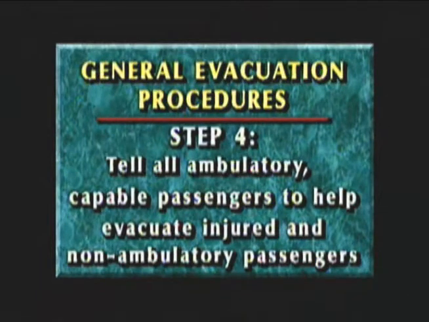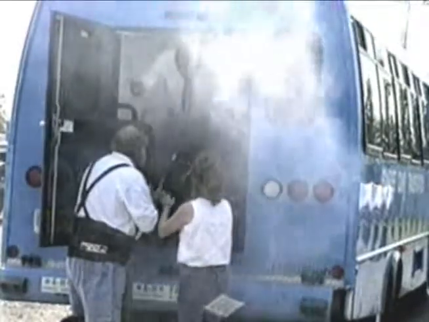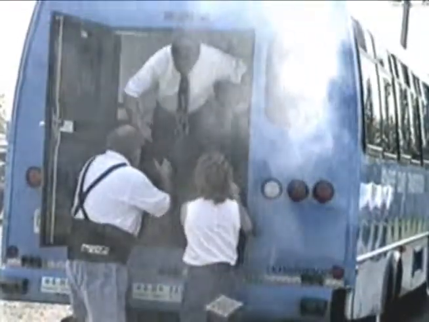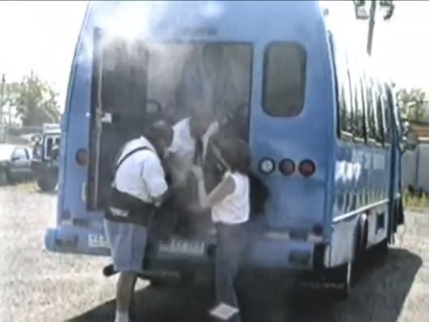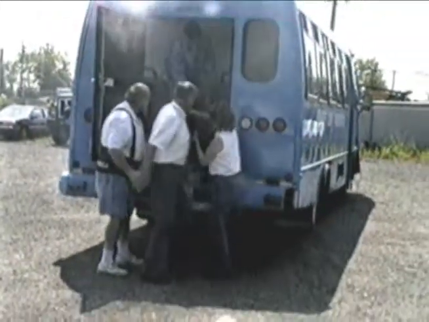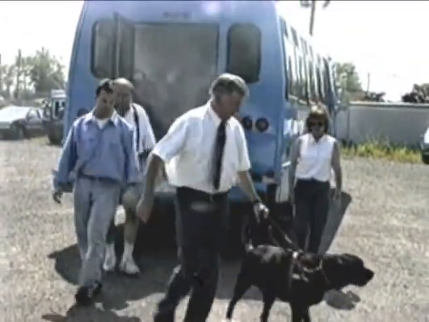Step 4. Tell all ambulatory, capable passengers, including personal care attendants, to help evacuate injured and non-ambulatory passengers. Be familiar with the characteristics of the passengers that you are transporting. This will allow you to determine who can assist in an evacuation. Others may help passengers to their feet, position them on the floor, or help them through an exit point.